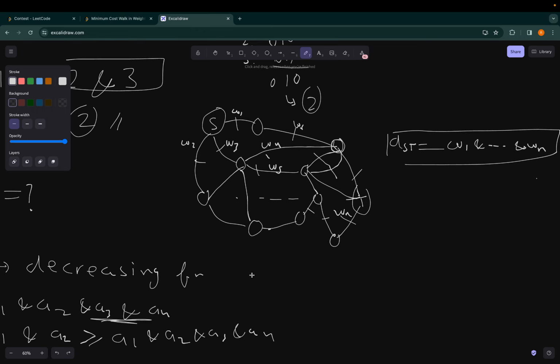Because the more numbers you join to the AND operation, the lesser the answer will become. It's just optimal to do a bitwise AND of all these edges in the connected component. So the algorithm will look something like this.